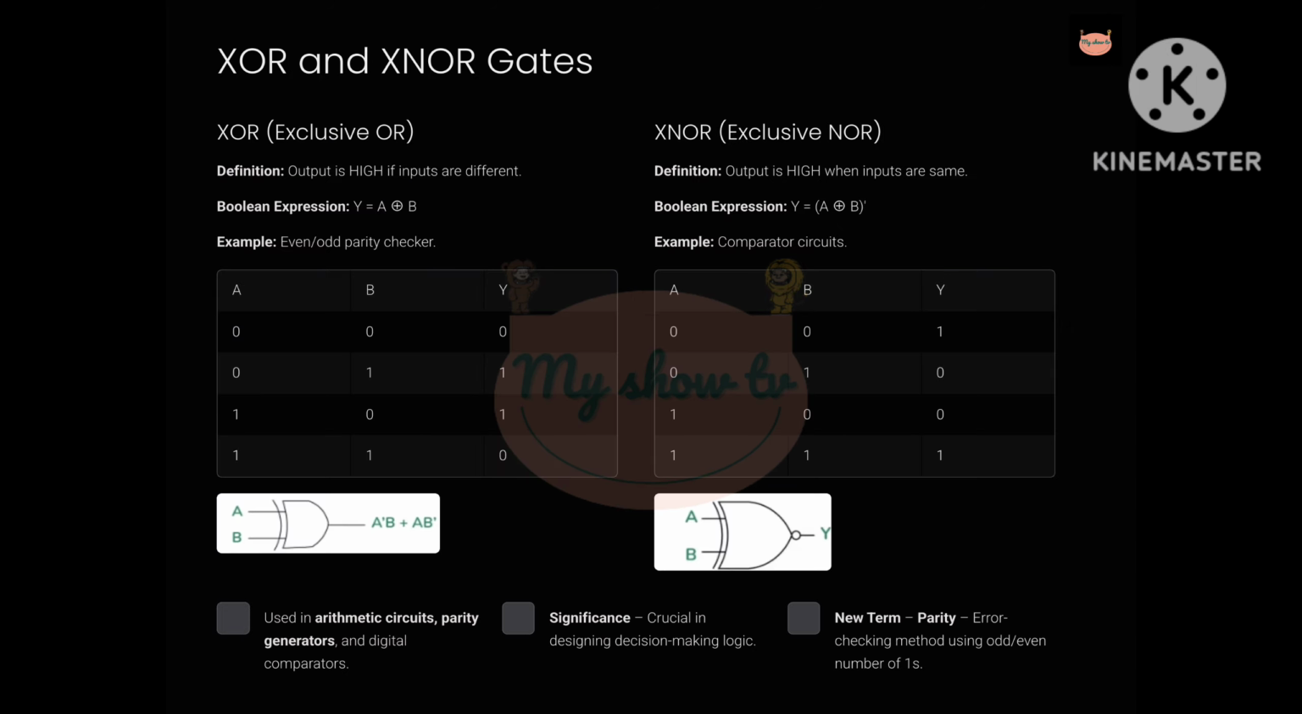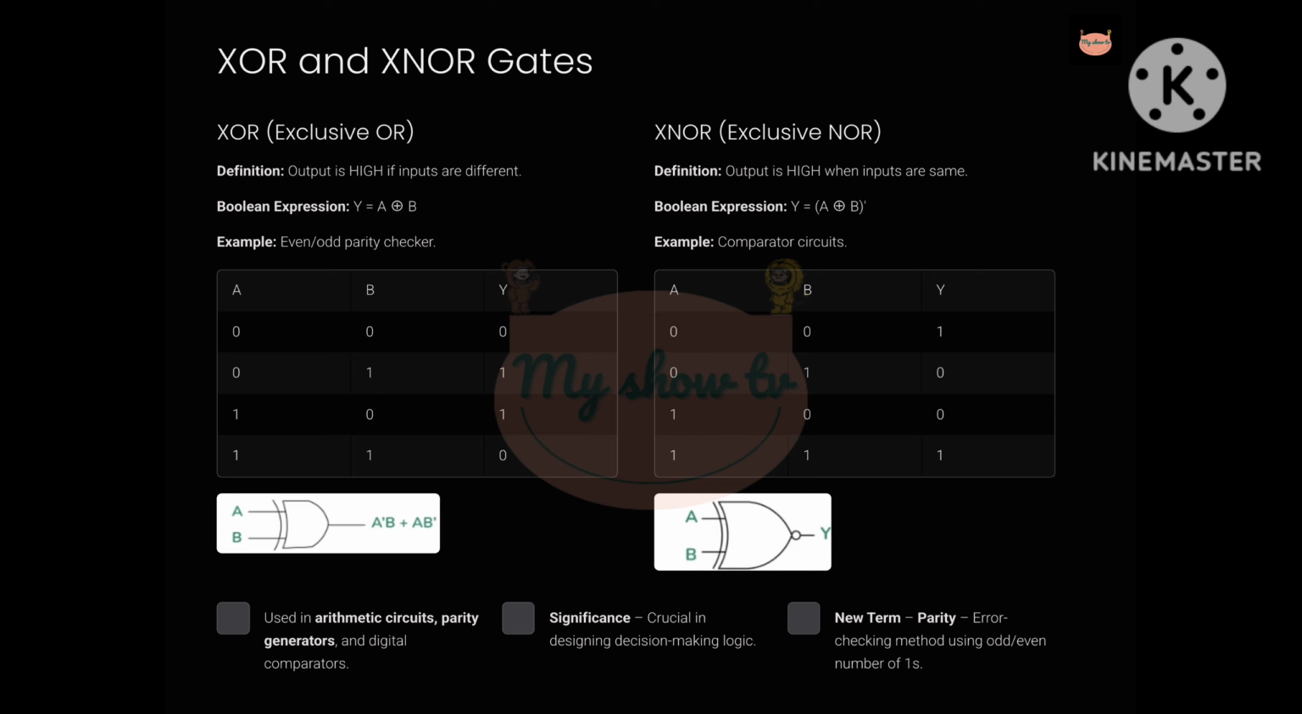Slide 8. XOR and XNOR gates. These gates focus on comparison logic. XOR, exclusive OR, gate. Output is 1 only when inputs are different. Boolean. Y equals A circle plus B. Example, a toggle switch, pressing either one changes the state.